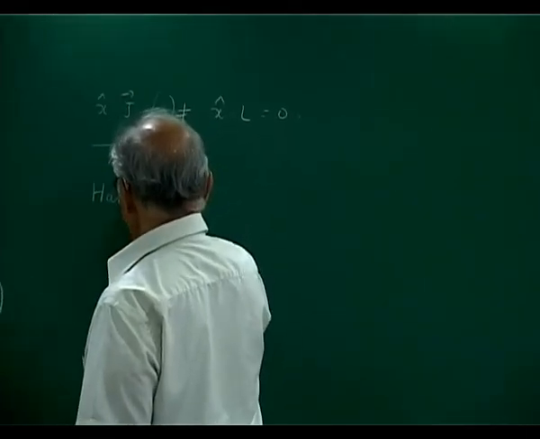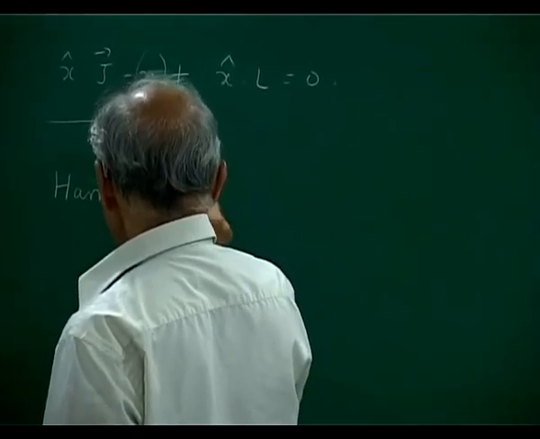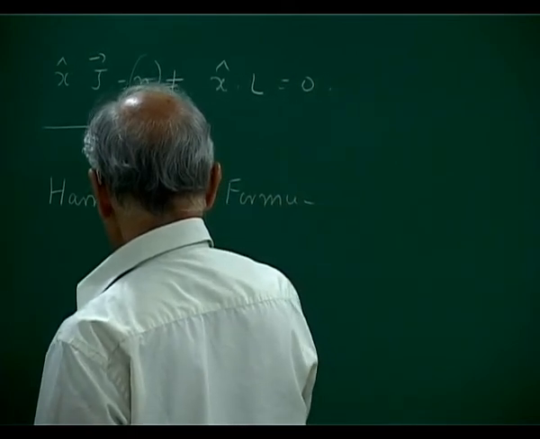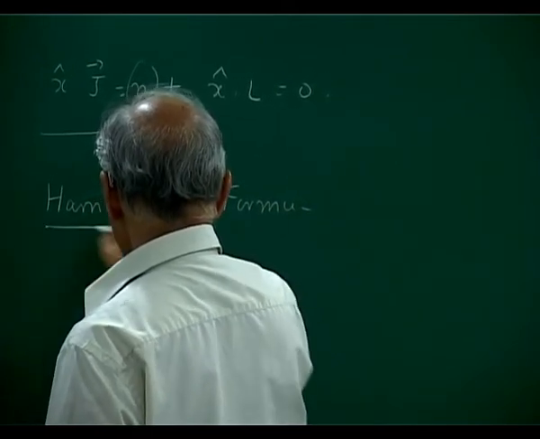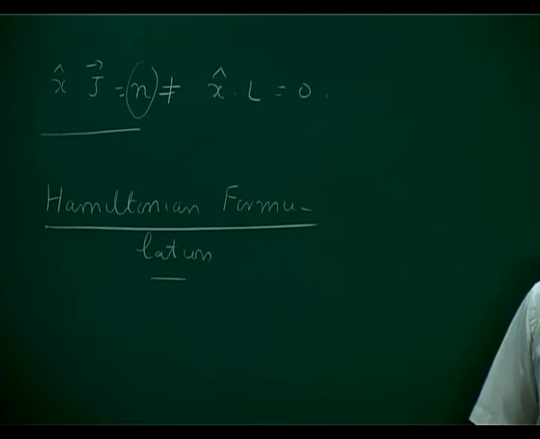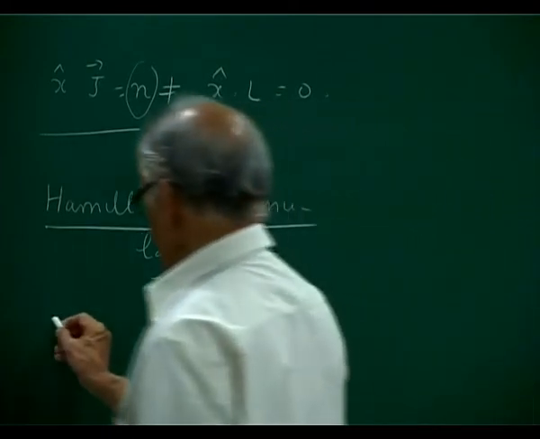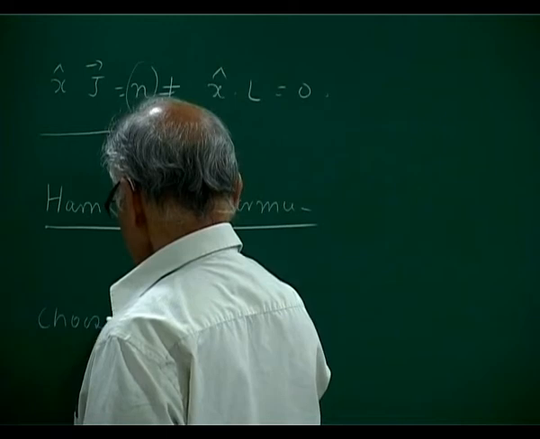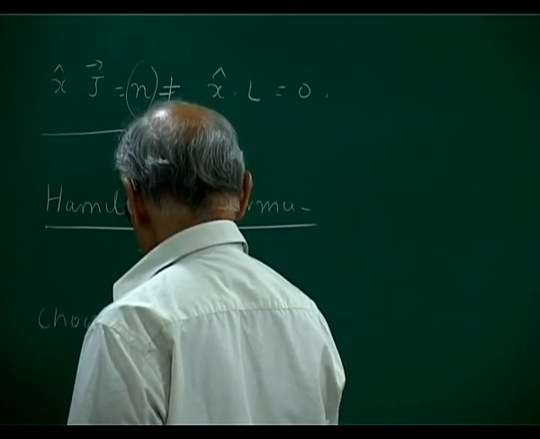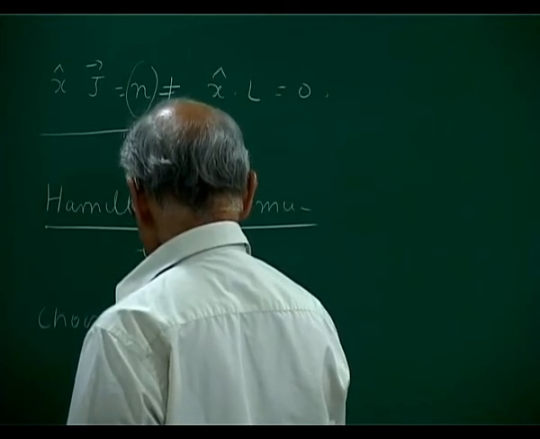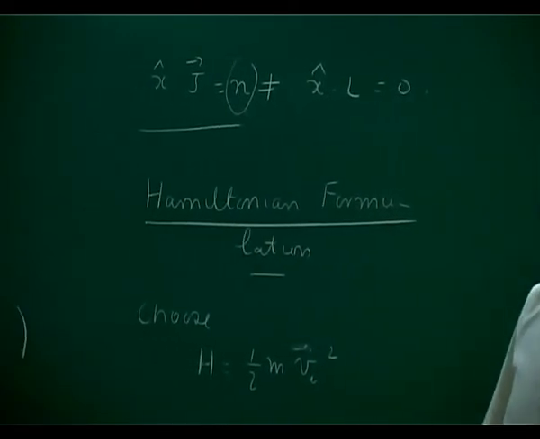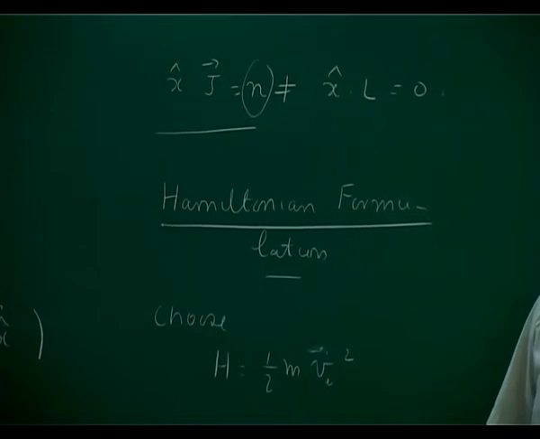It is as usual very easy. This is easier than the Lagrangian formulation, because here I can choose the Hamiltonian to be 1/2, let me write it in this way, velocity dot square, and I will give you Poisson brackets between the coordinates, between the velocities. Okay.